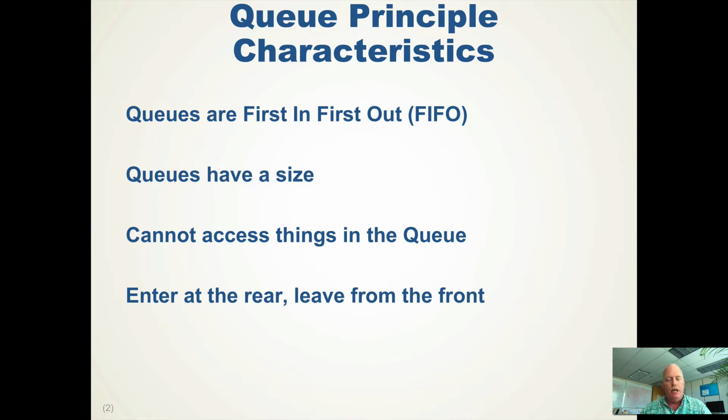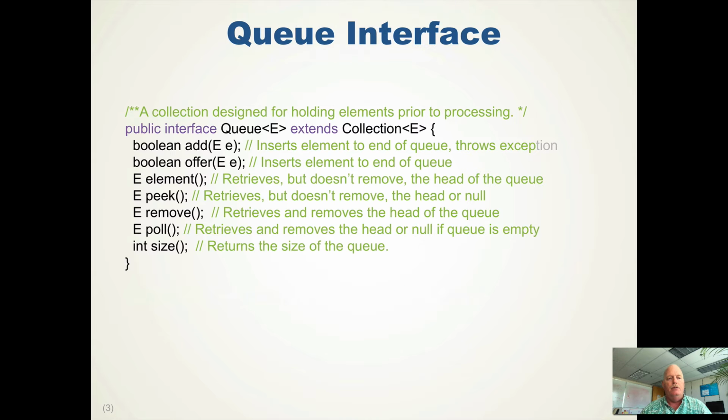They have a size. We can know how many items are in the queue, but we cannot access things in the middle of the queue. So you can only add things to the rear, and you can leave from the front. You can't leave from the middle. You can't cut unless you have a priority queue. But we're talking about non-priority queues today. And so here's the queue interface.